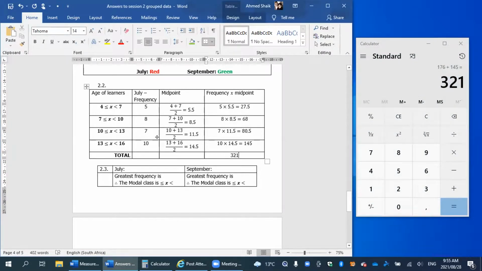And if we look at our frequency, we have to add that. Remember, it's going to be our frequency times midpoint divided by our total of the frequency in order to work out the mean. So we've got 5 plus 8 plus 7 plus 10, and that tells us that there's 30 values in that data set.